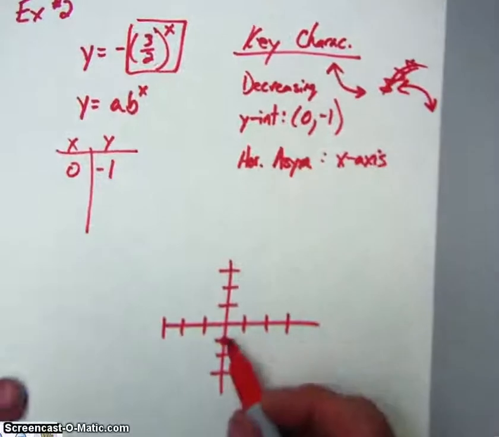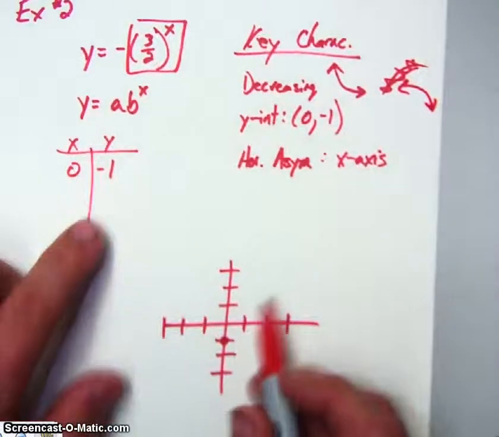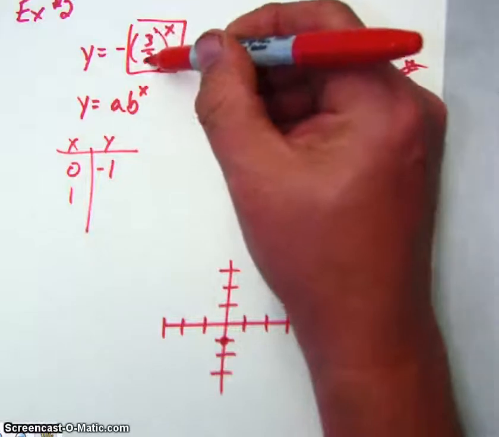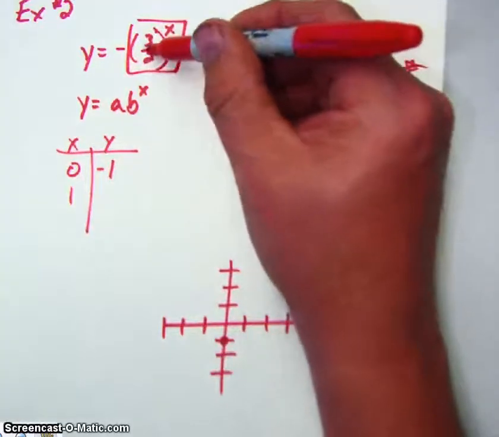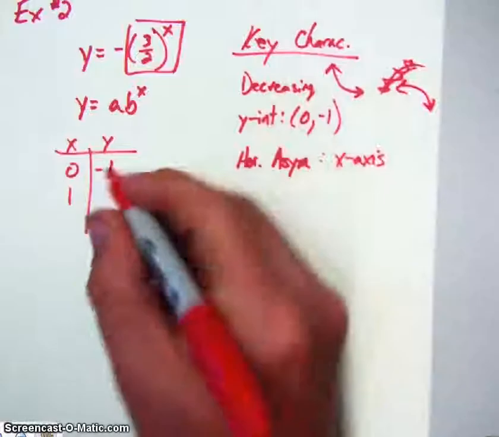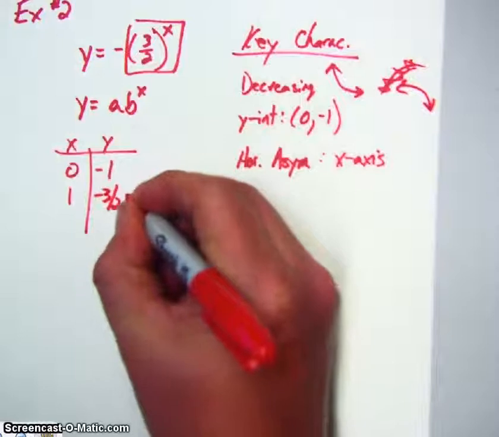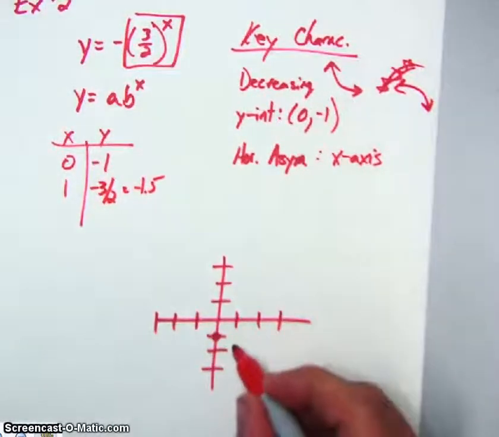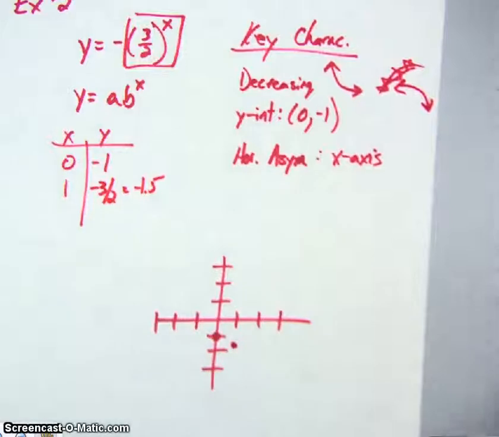So here we go. Let's put 1 in for x. If I plug 1 in, the first power is 3 halves. Now it makes it -3 halves, which is -1.5. So we'll go to 1, -1.5 is right there.